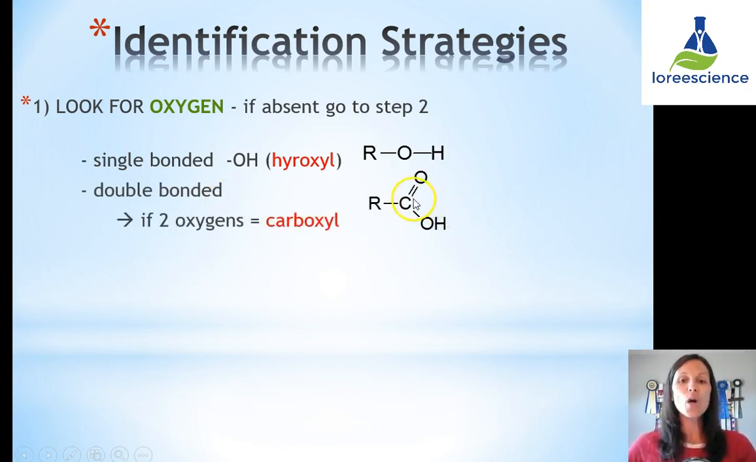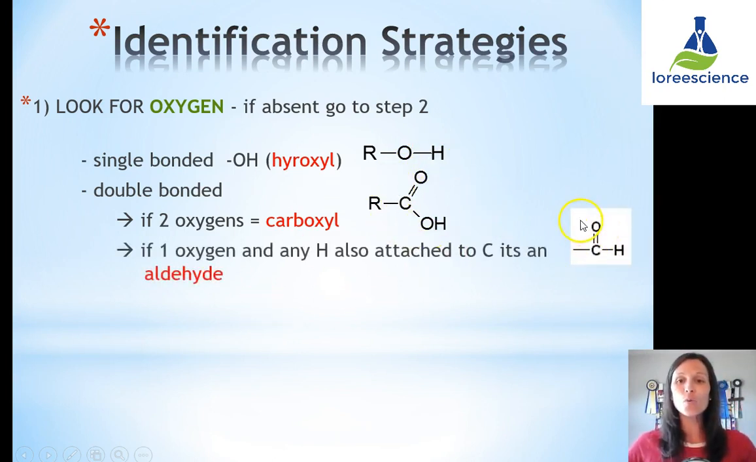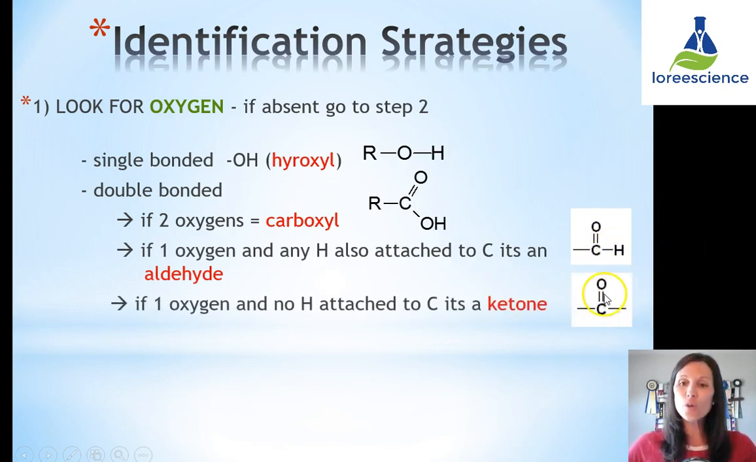If it's a double bond to the carbon, and there are 2 oxygens, it's a carboxyl, but the other oxygen has to be a hydroxyl. Now notice the carboxyl trumps hydroxyl. We don't look at that and say that's hydroxyl. That entire component is a carboxyl. If there's only 1 double bonded oxygen and there's an H attached to that same carbon, it's an aldehyde. If there's only a double bonded oxygen and that carbon is bound to 2 other carbons, it's a ketone.